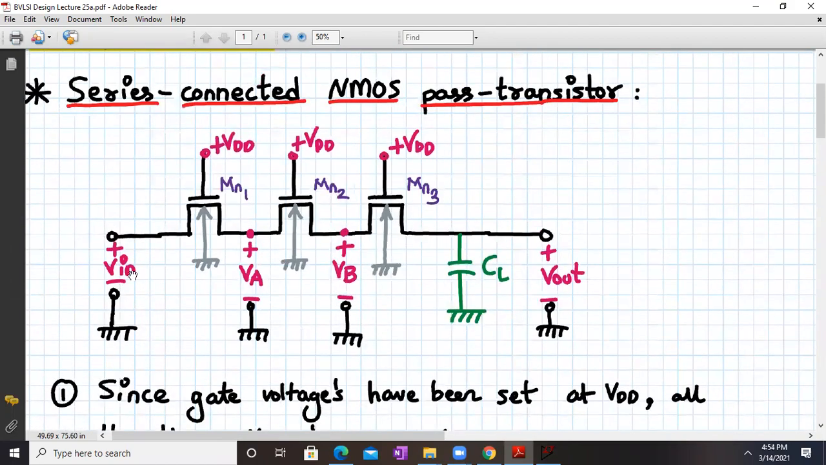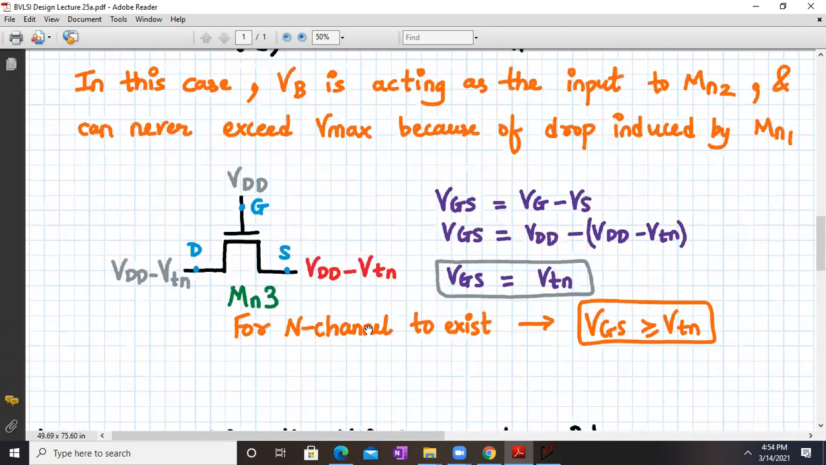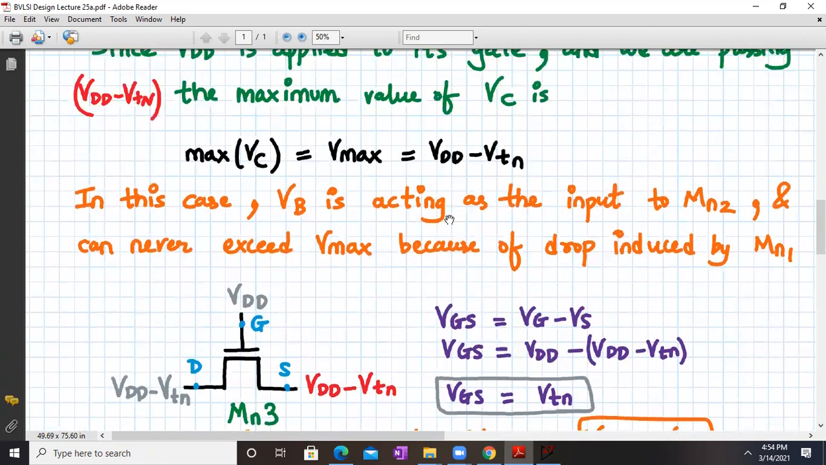That is why, down the chain, if we apply 5 volt over here, the VA value will be VDD minus VTN, the VB value will be VDD minus VTN, and in fact the Vout value also will be VDD minus VTN. And we have seen that the source terminal of MN3 is your Vout only. So the maximum value of VC is also Vmax, which is VDD minus VTN. Now let us go back.